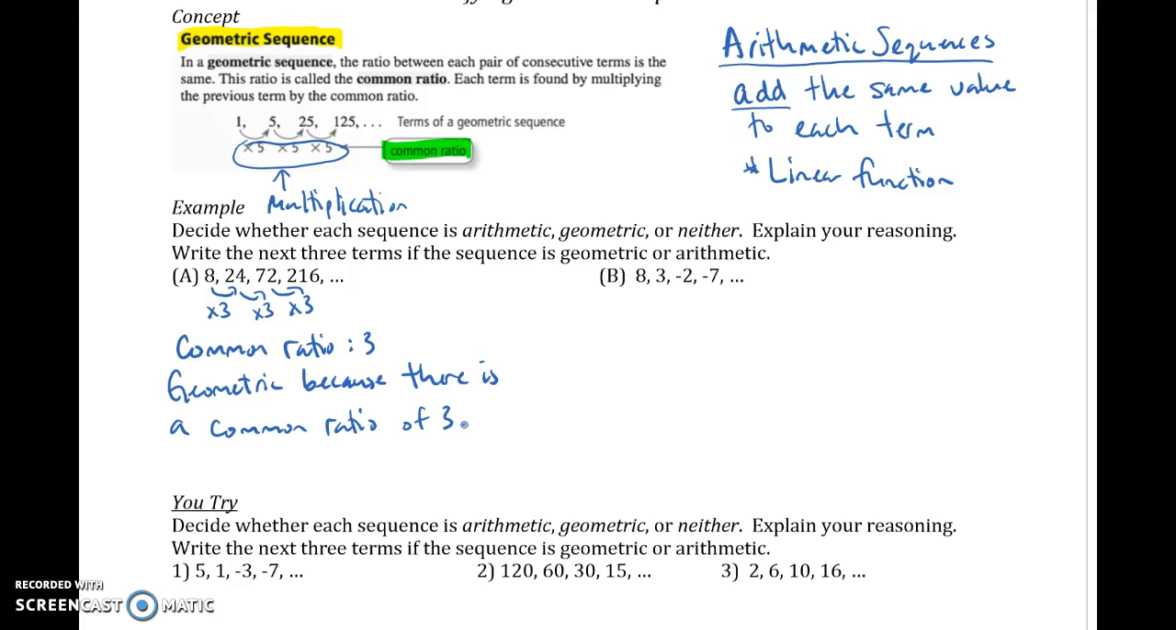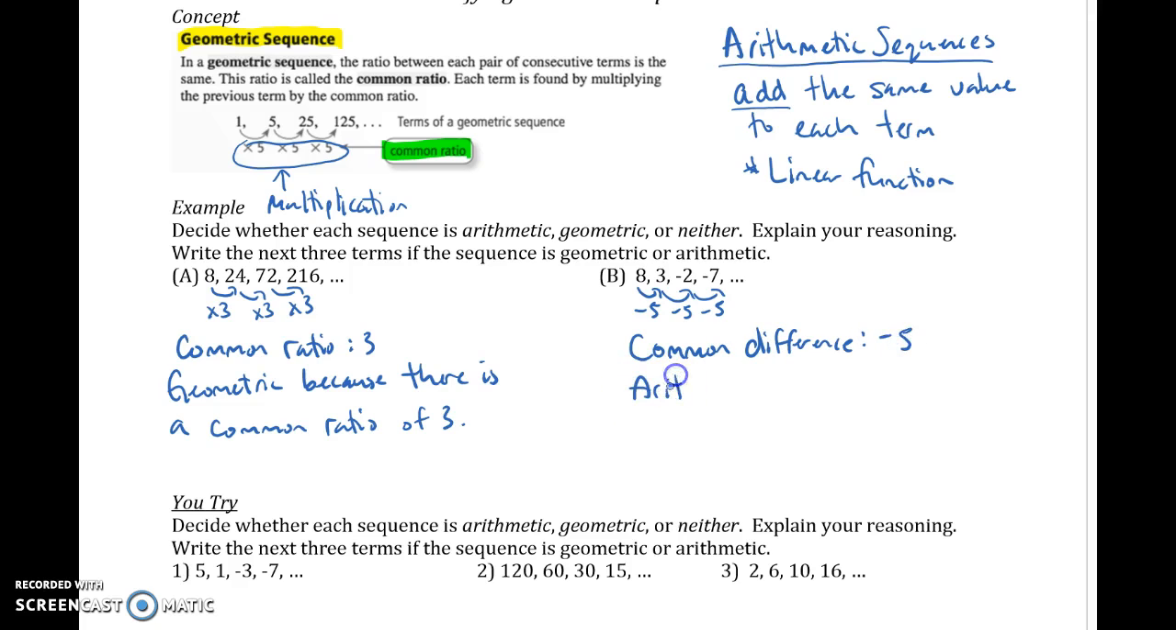If you take a look at B, let's think what's happening as we go from 8 to 3, 3 to -2, -2 to -7. Well, you might think, well, 8, what do I divide 8 by to get 3? Well, maybe I don't want to think about that, and I want to say, well, let's see if it's arithmetic first. So let's see if I added the same value each time. So 8, well, plus a -5 is 3, and 3 plus a -5 is also -2, and hey, look, that common difference works out. I subtracted 5 every time, or I added -5 every time. So this common difference now tells me that we have an arithmetic sequence.